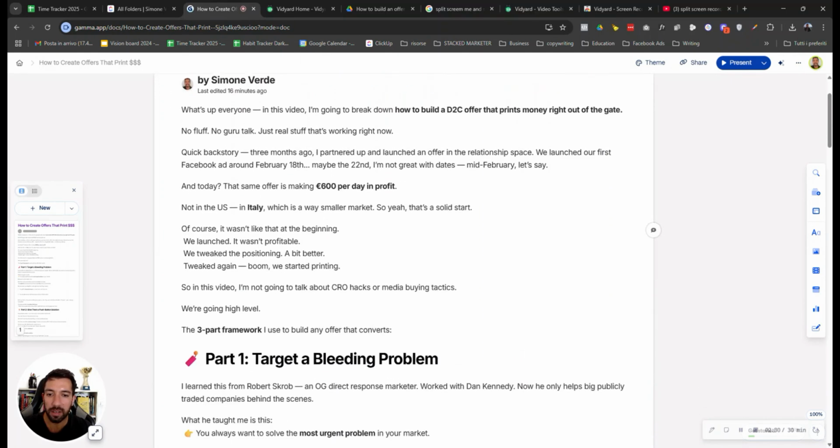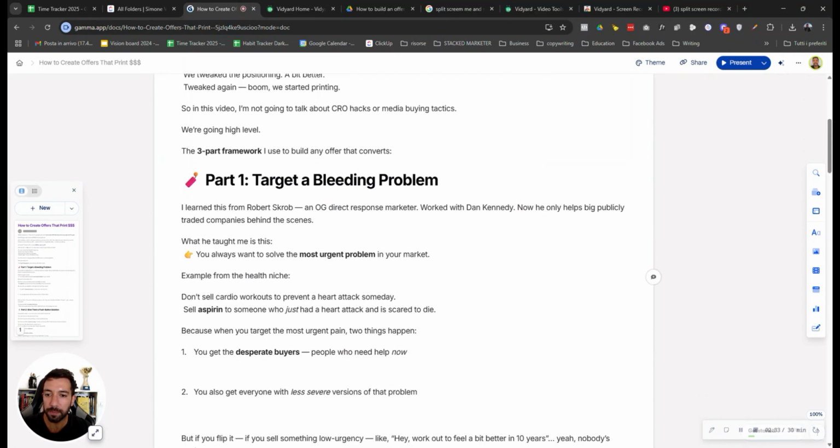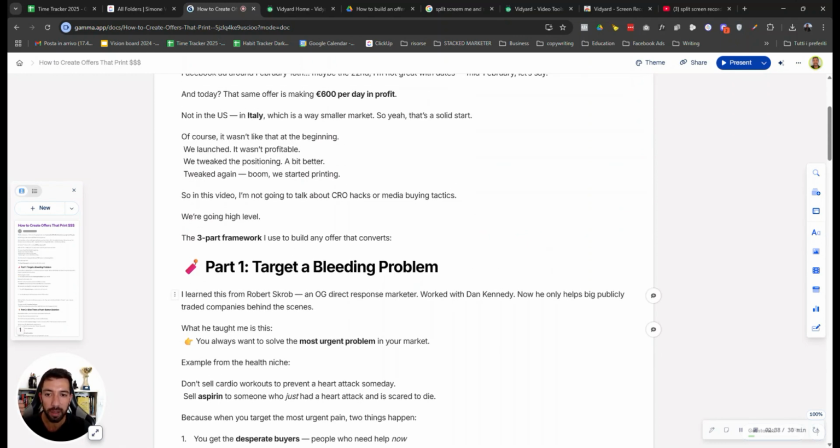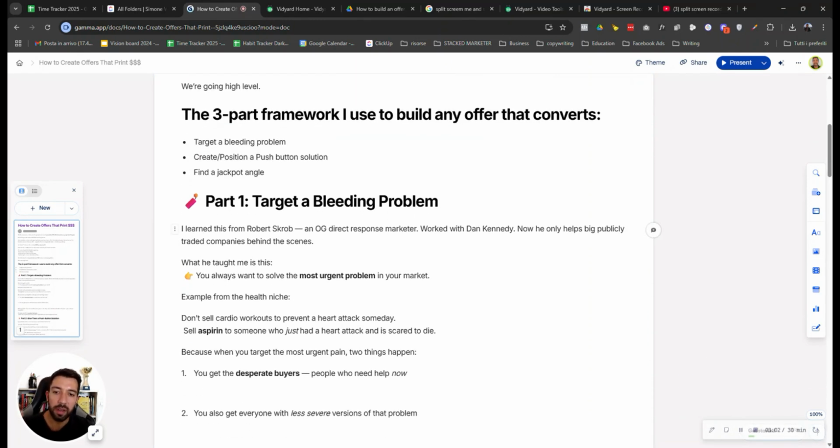So, how to create offers that print? It's basically three parts. One is target a bleeding problem. So target the most urgent problem in your niche. The second is create a push button solution. And third is find the jackpot angle. So I'm going to write it here. So let's start from the first: positioning your offer for targeting the bleeding problem of your niche.